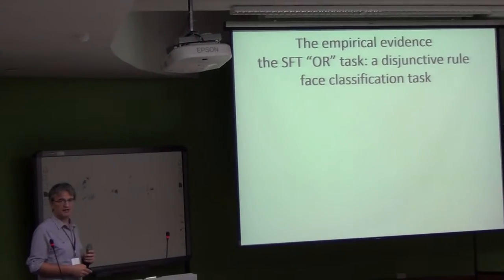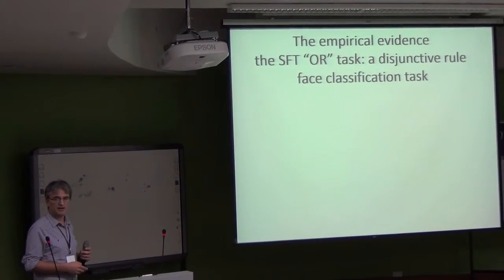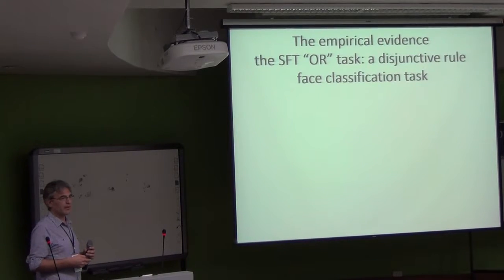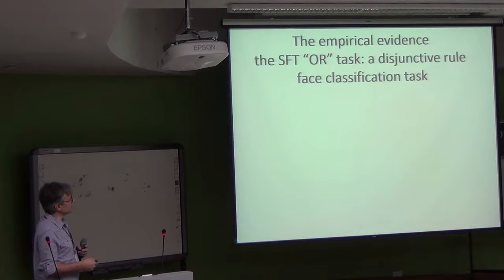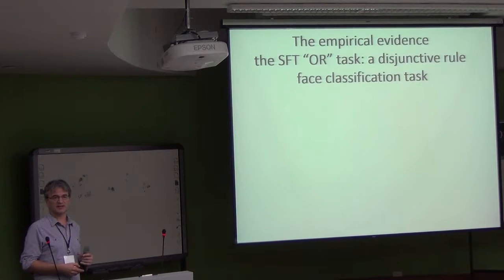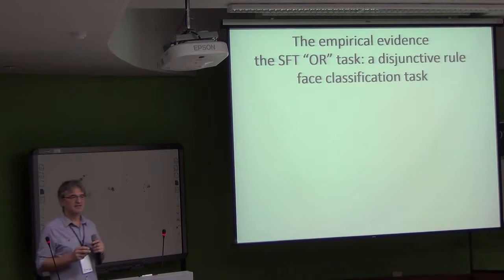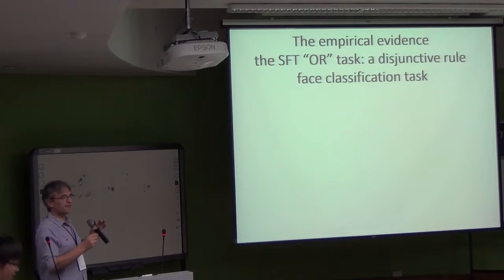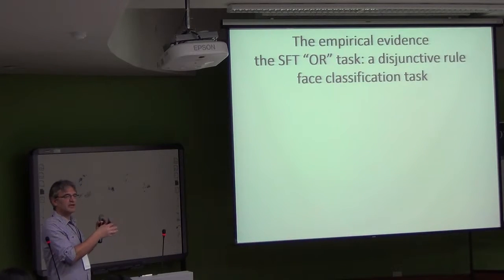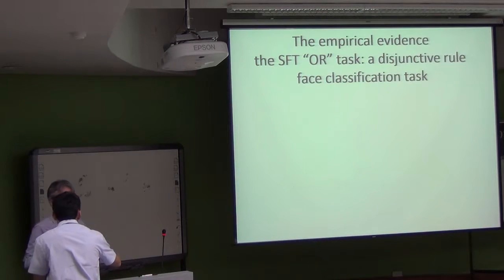So here's another line of evidence we ran in our study, a variant of the part-to-whole paradigm called the OR task. This is called the disjunctive rule face classification task. I know it's maybe too much for you to memorize, but the point is that this task theorizes early termination on certain stopping rules.